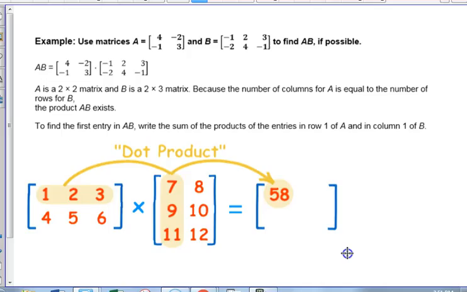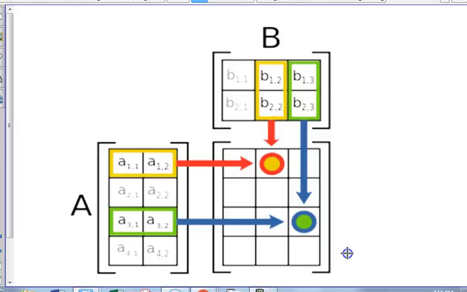I like this little diagram right here, because when you multiply matrix A times matrix B, look up here. See this box right here? What row is that in?